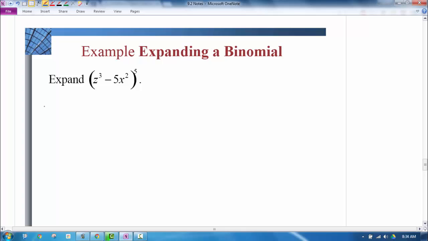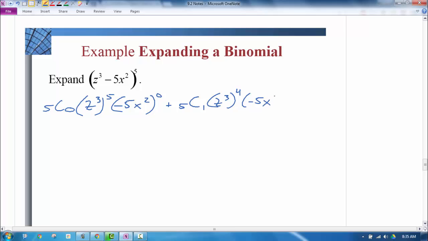But we're going to expand this, so we have 5c0. Like I said, you can start off with 5c5 if you want. Then you have z to the 3rd power, so raised to the 5th. Then you have the next one, negative 5x squared raised to the 0th. And you just follow this pattern where you're going to write this out. So it's 5c1 now. This z to the 3rd that was to the 5th power now goes to the 4th power. And this negative 5x squared that was to the 0th power now goes to the 1st power.